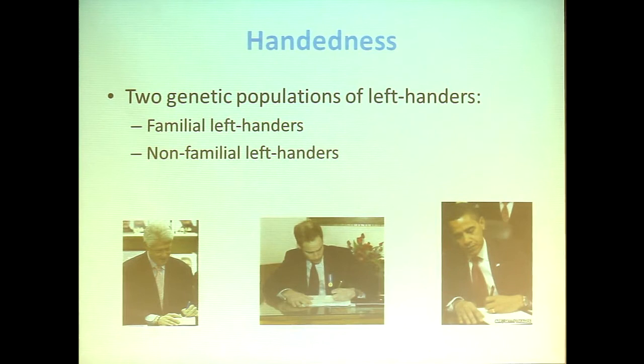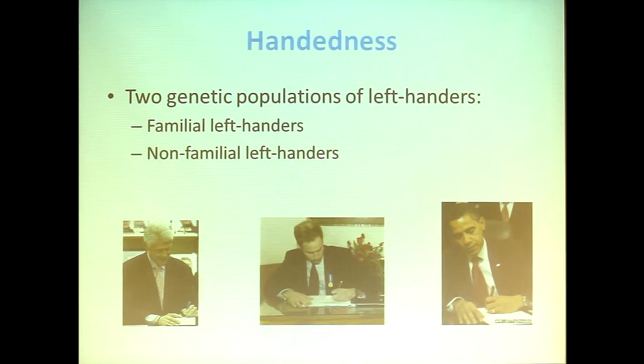Now, of course, when we're looking at right hemisphere versus left hemisphere, what automatically comes up is a question about handedness. Left-handed versus right-handed. And you get basically two genetic populations of left-handers. That sounds quite obvious, but you get the familial left-handers and the non-familial left-handers. Now, that sounds very basic, but that's actually really important. Because if you are testing somebody and you see that they're left-handed, you need to ask them if they have any family members that are also left-handed.